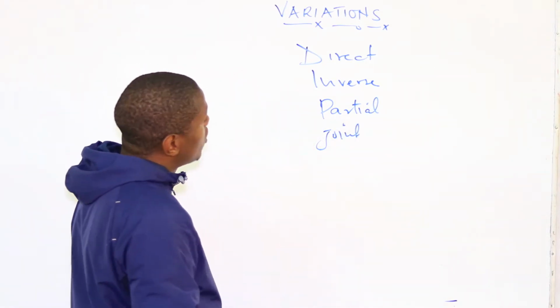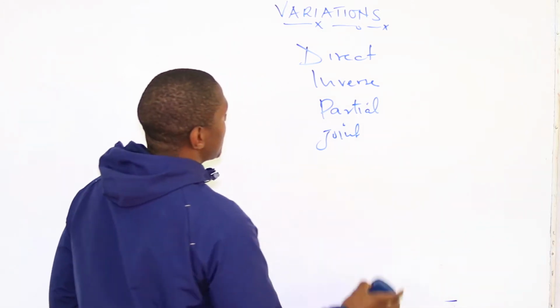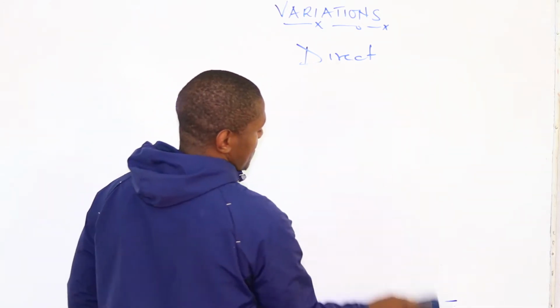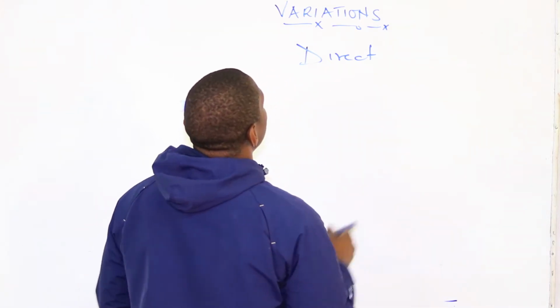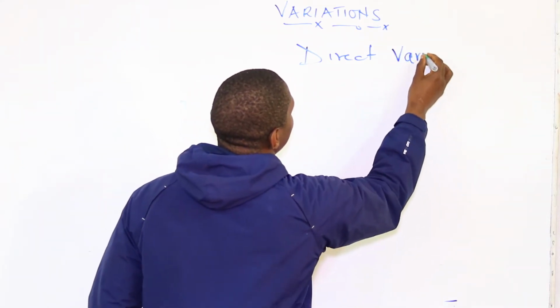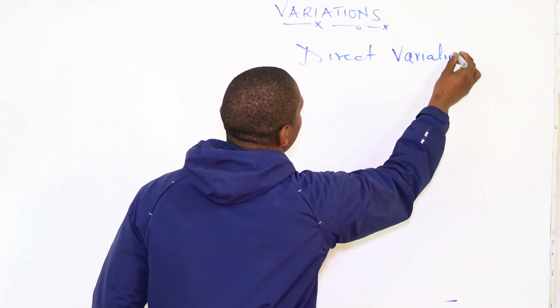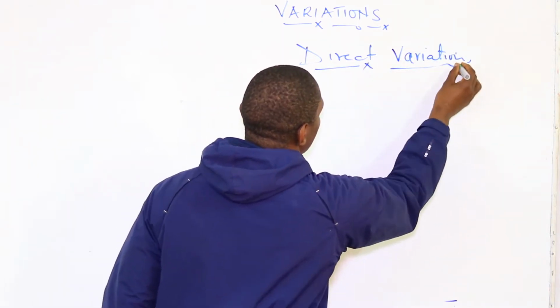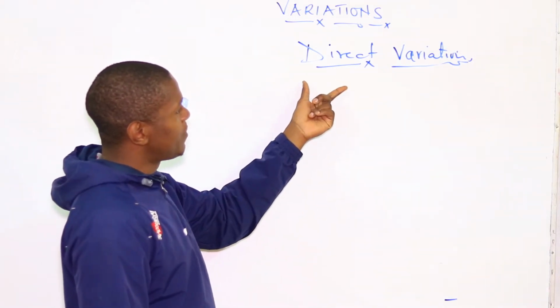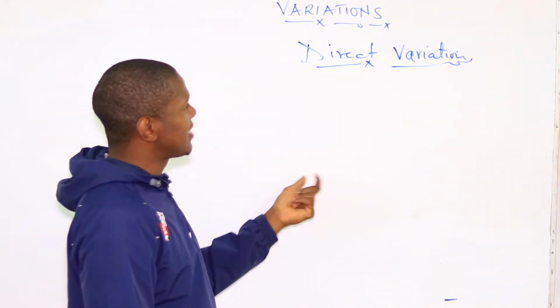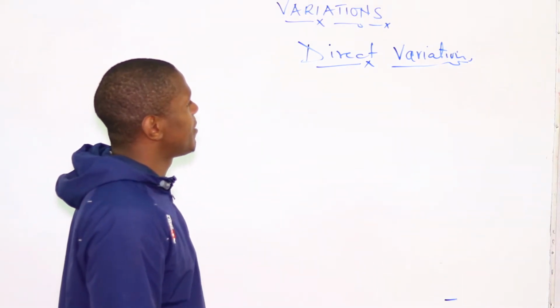So we are going to start with direct variations. Direct variation. These are where an increase in one variable leads to an increase in the other variable.